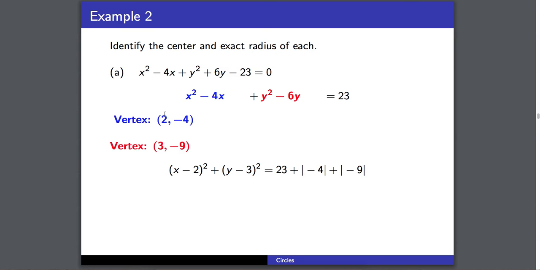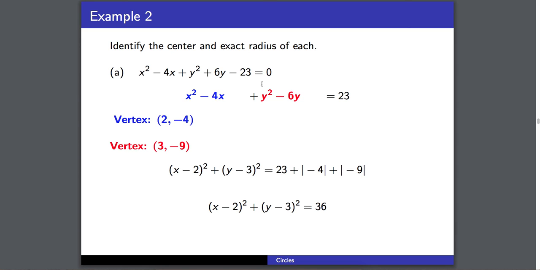So we have (x - 2)² + (y - 3)² = 23 + |-4| + |-9|. We're going to use similar techniques for ellipses and also hyperbolas, but there'll be slight variations as to how to get those equations. When we simplify the right-hand side, we get 23 + 4 + 9 is 36.